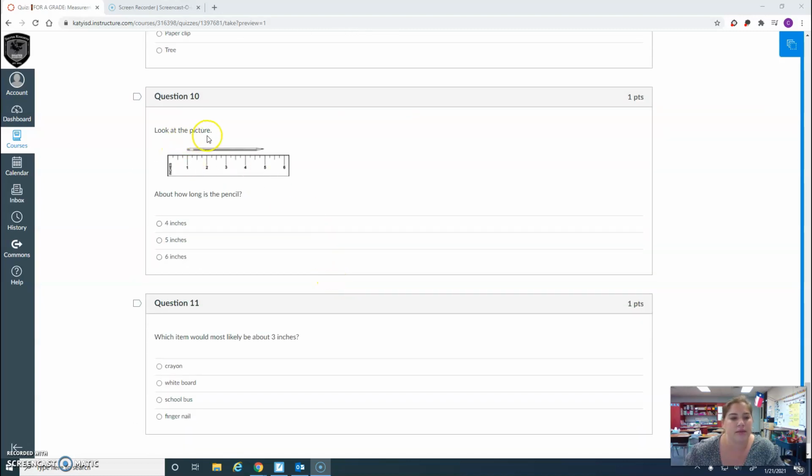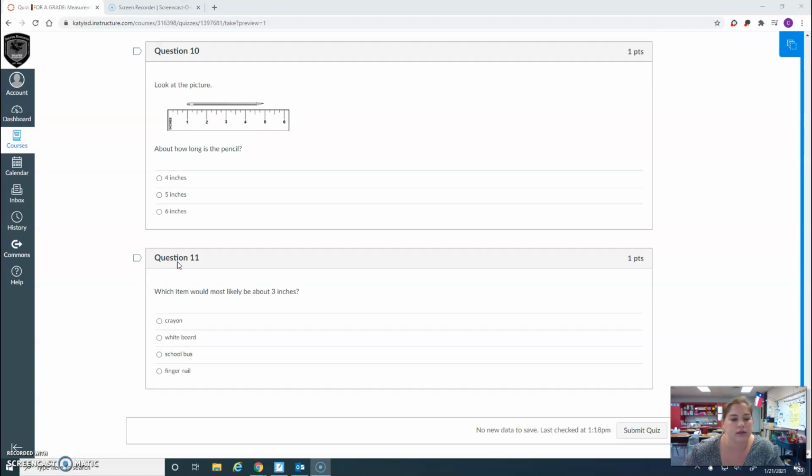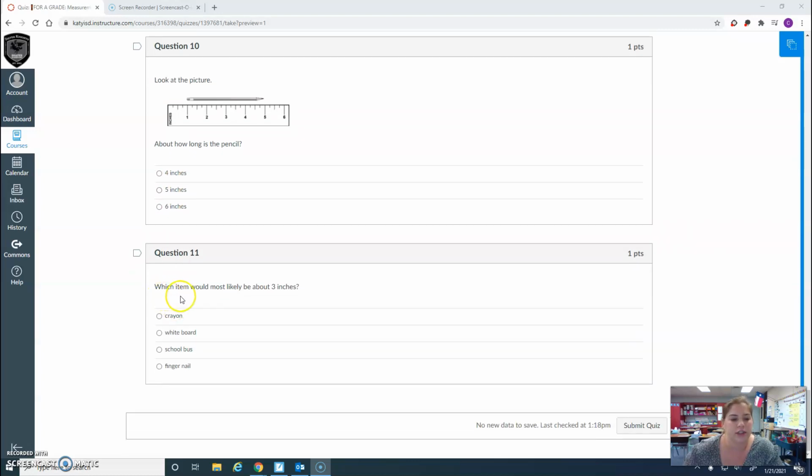Question 10. Look at the picture. About how long is a pencil? 4 inches, 5 inches, or 6 inches? Question 11. Which item would most likely be about 3 inches? A crayon, a whiteboard, a school bus, or a fingernail?